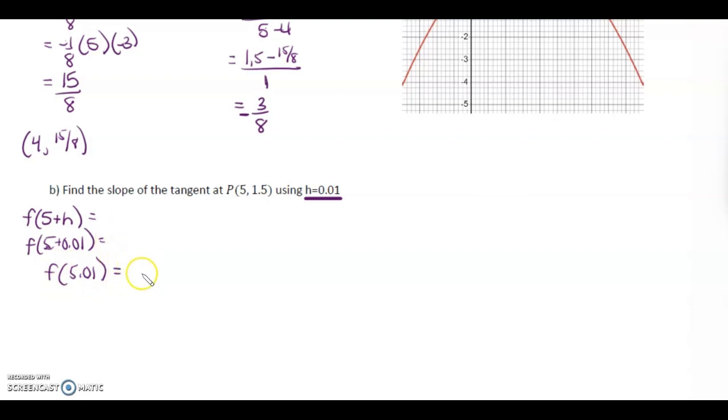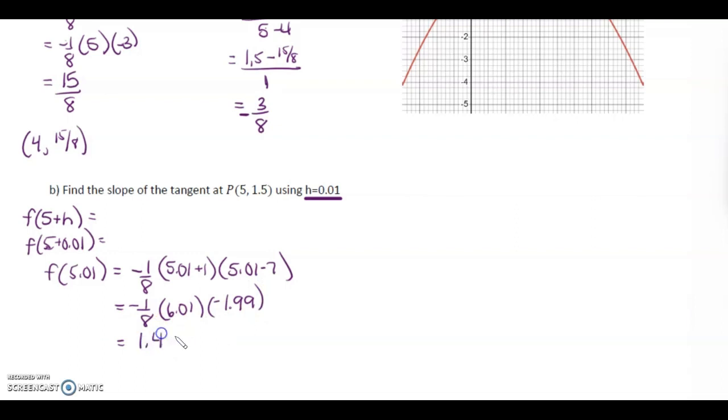So using the equation, we have negative 1 over 8, bracket 5.01 plus 1, and then bracket 5.01 minus 7. And we get 6.01, and we get negative 1.99. Okay, so when we calculate this, we get 1.4949875. I always keep a bunch of decimals because I know that h is a very small number, so we're always going to be moving it 2 decimals anyway.